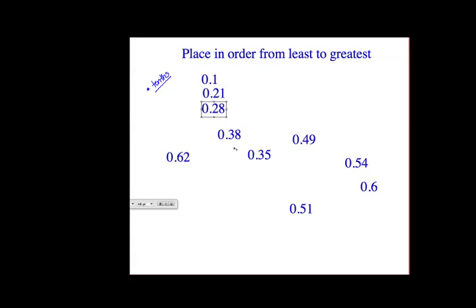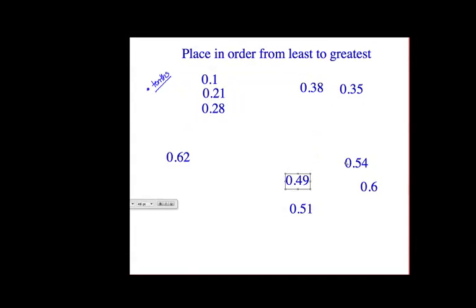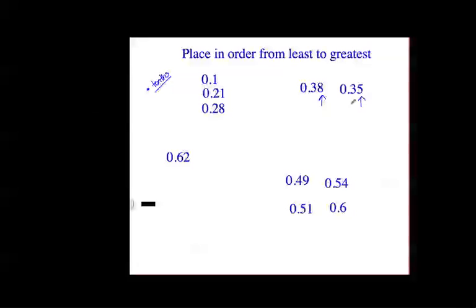Now I'm going to look for numbers with a 3 in the tenths place. I have 2 of them, so again I want to look at my number in the hundredths place now to find which one has a lower value. 5 is less than 8, so 0.35 is less than 0.38. I'm going to slide these over in order.